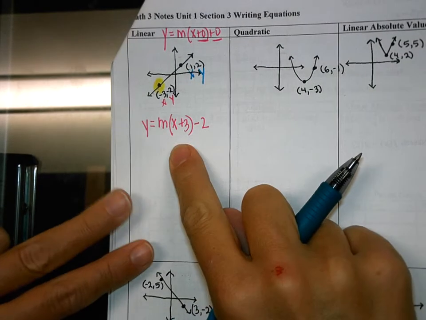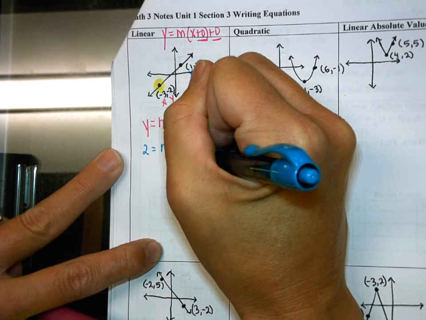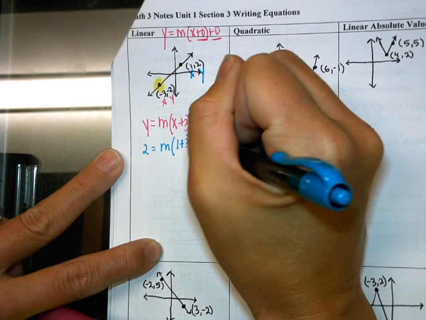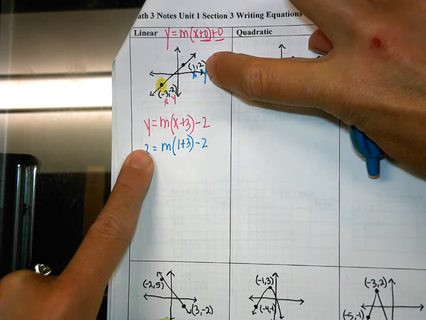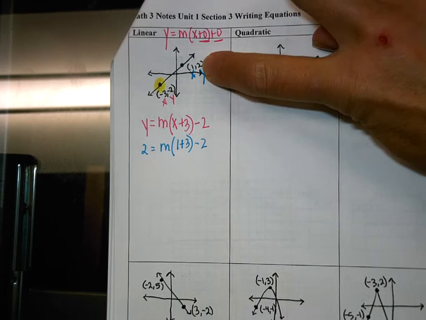So we use our other point on the line, and we're going to plug in those values and solve for m. I'm going to write this as 2 equals m times parenthesis 1 plus 3, minus 2. So all I did was take the 1 and plug it in for x and take the 2 and plug it in for y. Are we confused? Everybody's good? Negative? This 2 right here?